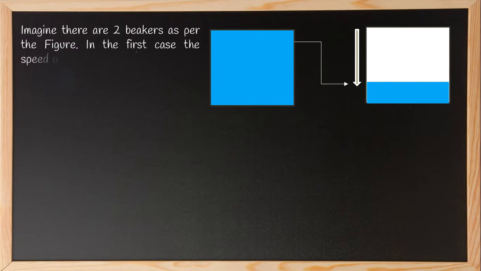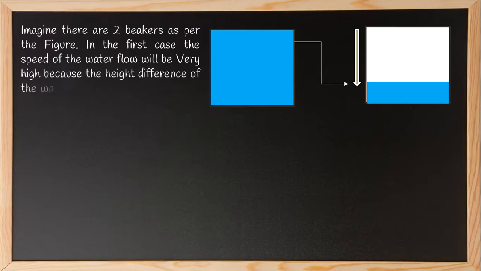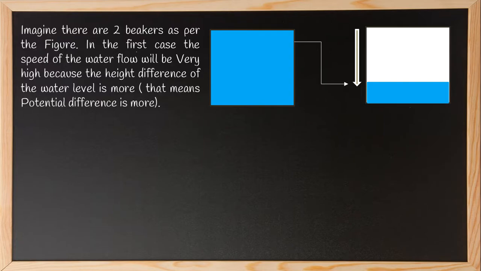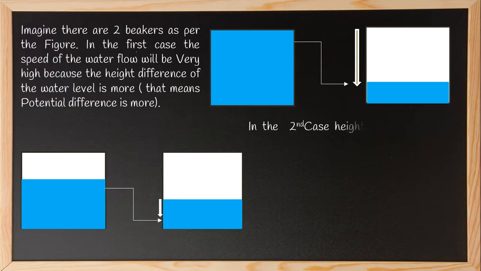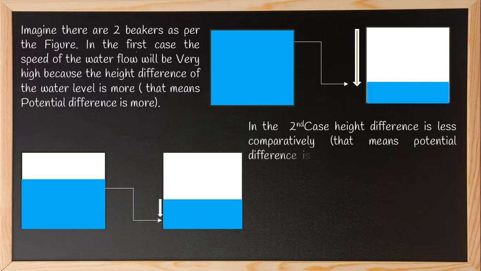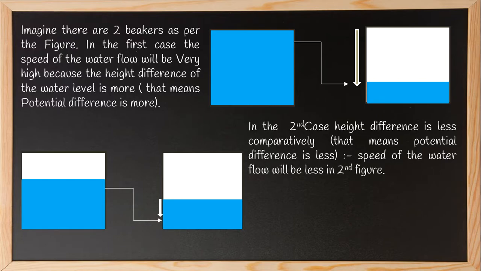In the first case, the speed of the water flow will be very high because the height difference of the water level is more. That means the potential difference is more. In the second case, height difference is comparatively less. That means potential difference is also less. Speed of the water flow will be less in the second figure. So if you look at both these cases, this is the first case.